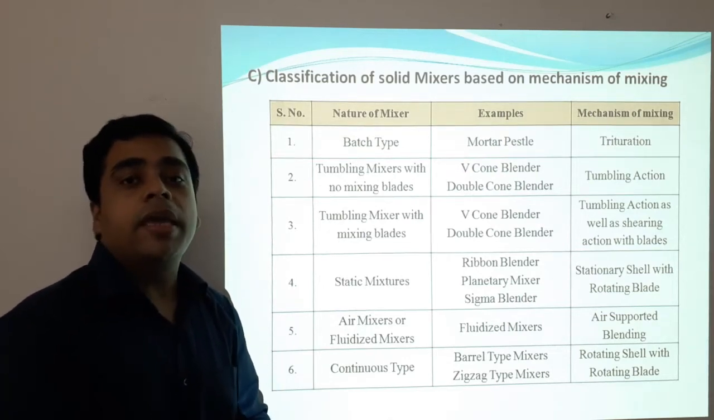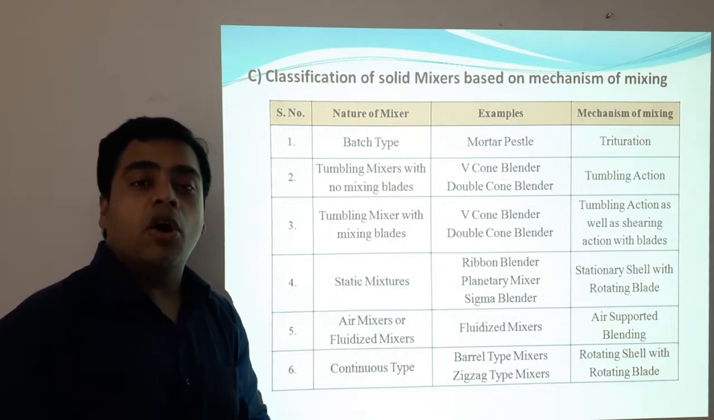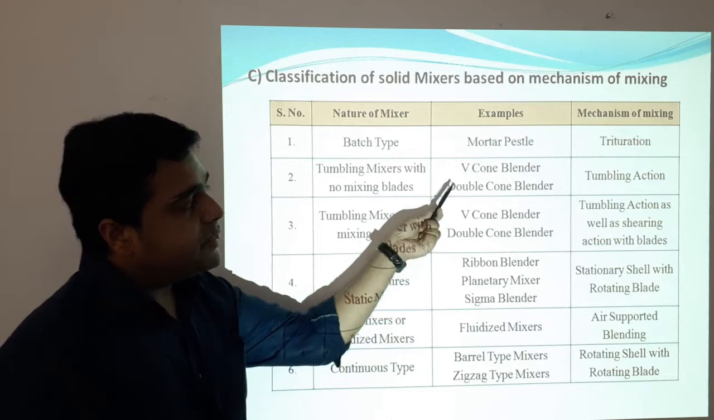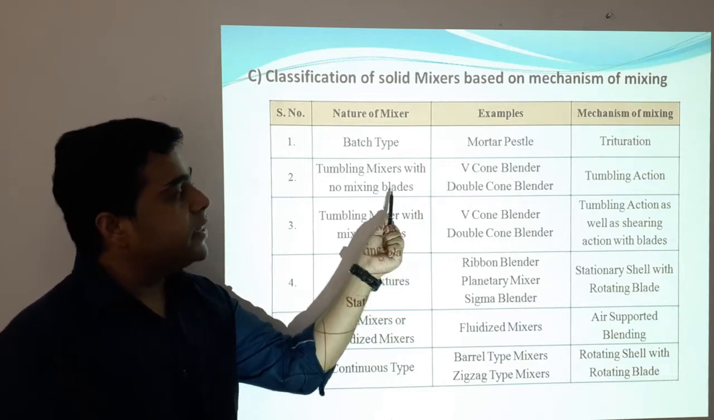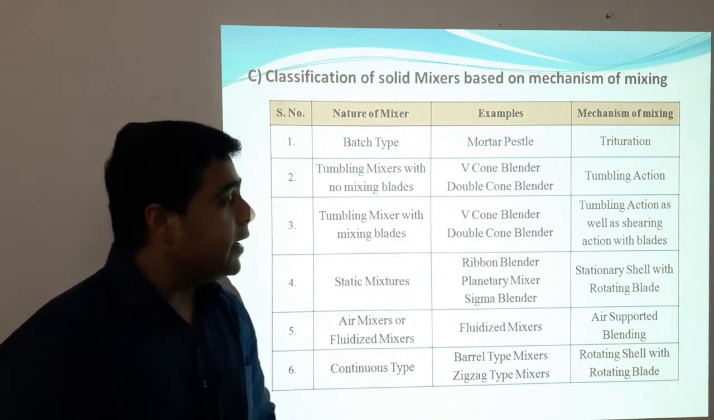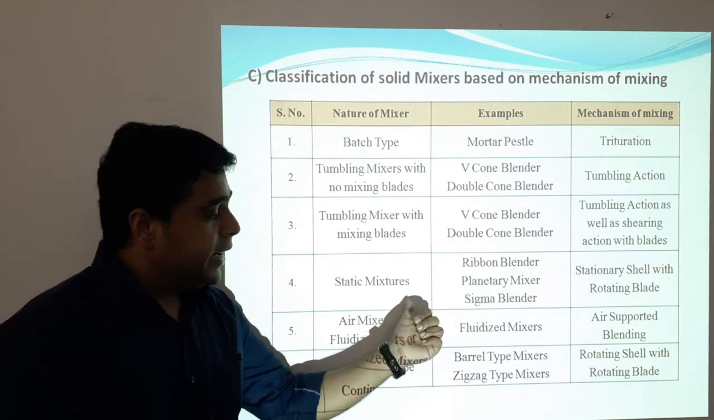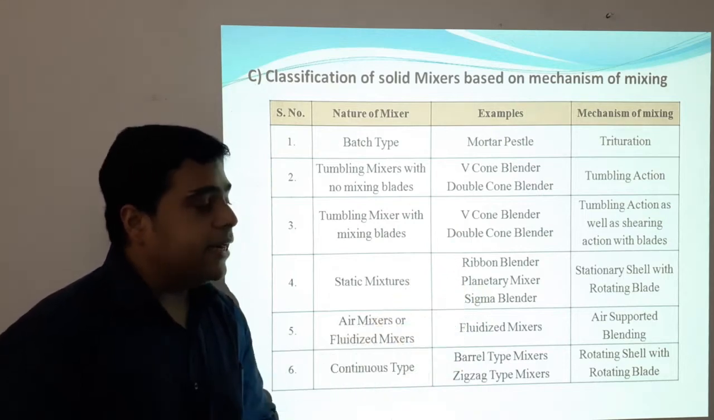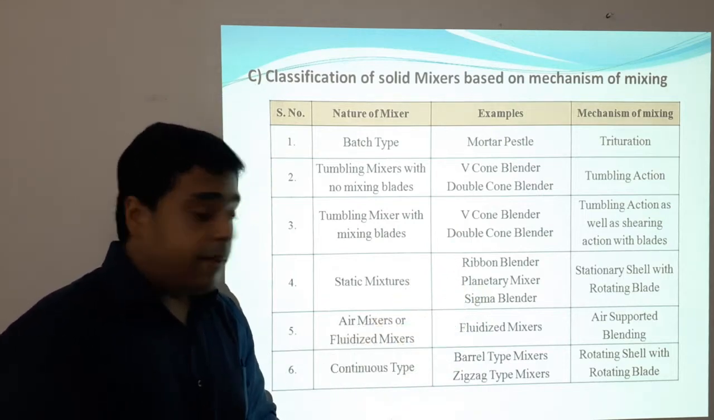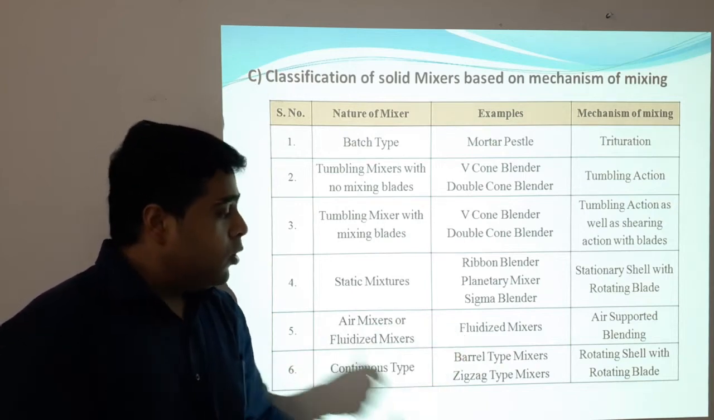I am Anindya Goswami and we were discussing different mixers used for mixing of solids. In the previous classes we have discussed tumbling mixers with mixing blades like the V-cone blender, double cone blender, the tumbling mixer without different mixing blades, then the static mixers like ribbon blender, planetary mixer, sigma blenders, and different types of fluidized mixers are also there.